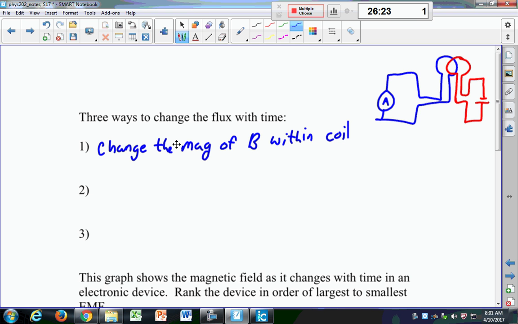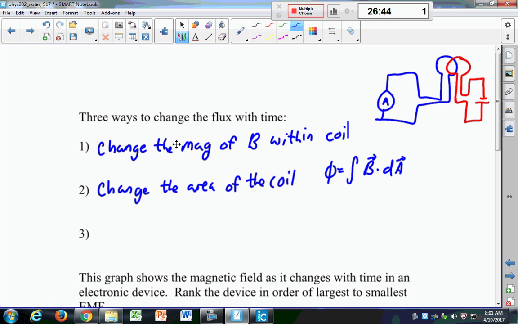You can change the area of the coil. Because we said that phi was equal to B dot dA. So we can change the magnitude of the magnetic field. We can change that. We can also change the area to change the flux with respect to time. What's something else that we can do? And this is the most common of all. And it's kind of hard to take your coil and change its area, make its area bigger, make its area smaller. What's the most common way to change the magnetic flux?